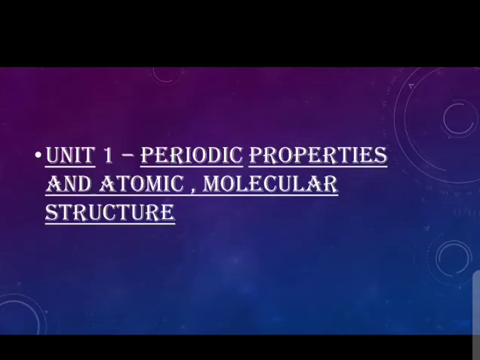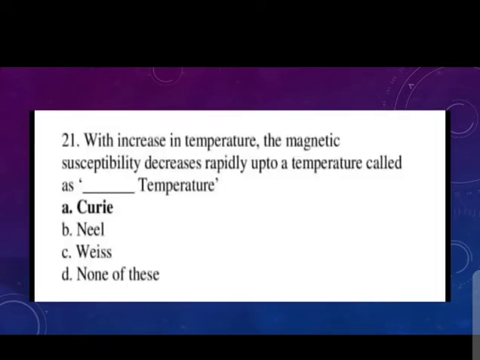In this video, we are going to see 20 MCQ questions of Applied Chemistry of Unit 1, that is periodic properties and atomic molecular structure. So, all the questions are theory based. All you have to do is to learn and read the theory carefully and do remember all the formulas.